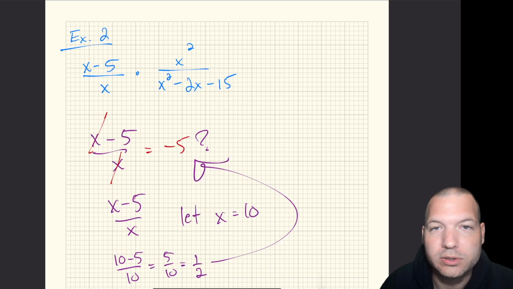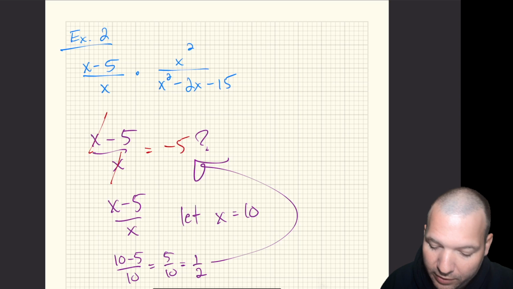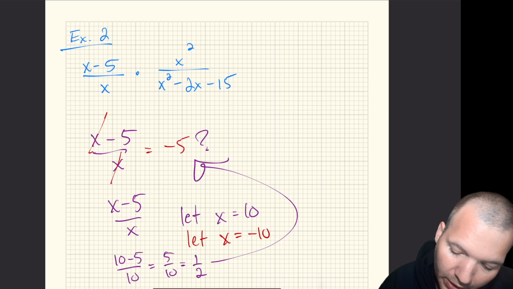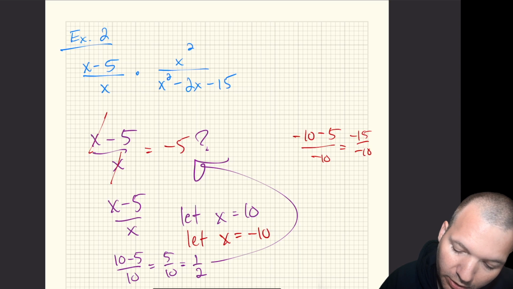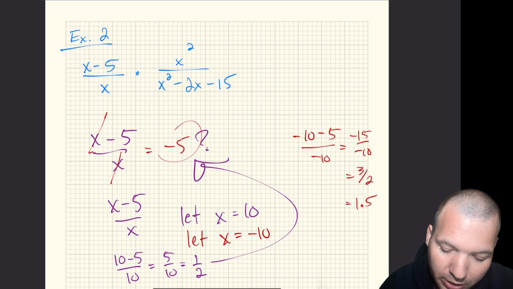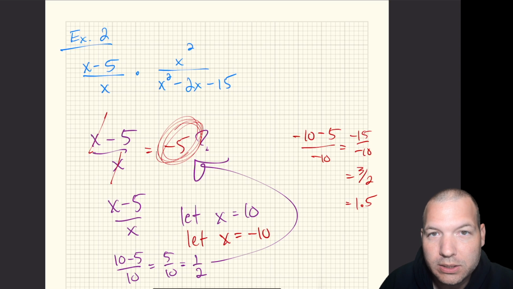So you might think, oh, maybe there's some weird way that the expression is supposed to cancel out to 1/2 instead. But what if we say, well, no, let x equal 5 instead? No, let's not do 5, actually. Let's do negative 10. Then it would be negative 10 minus 5 over negative 10, or negative 15 over negative 10, which ends up being 3 over 2, or 1.5. So as we change x, the expression itself changes, and it doesn't change in a way that appears to be related at all to that negative 5.